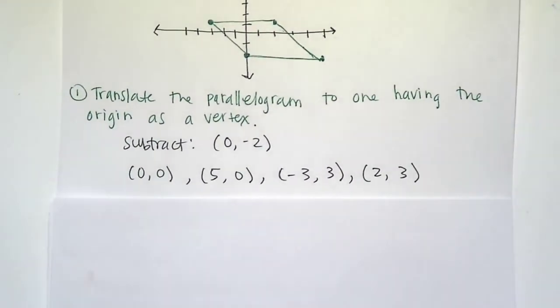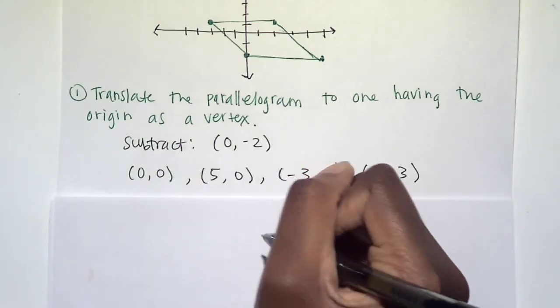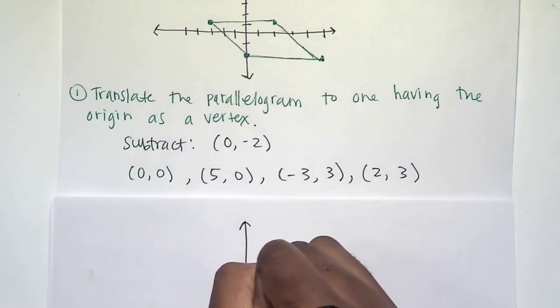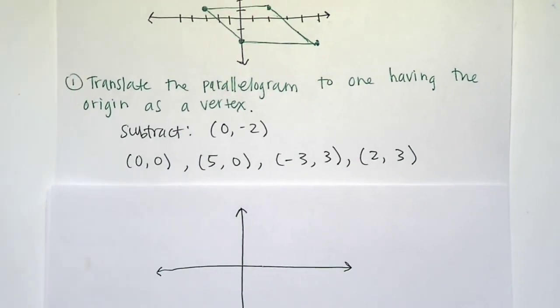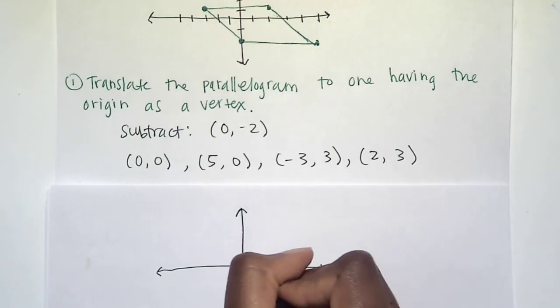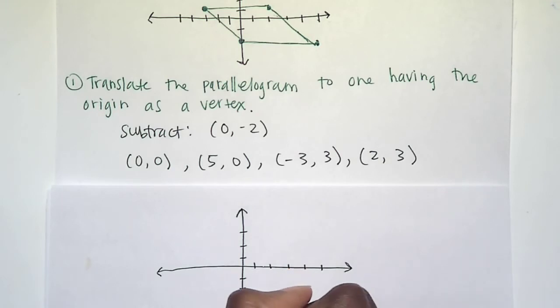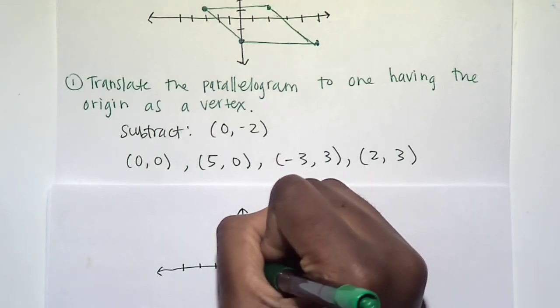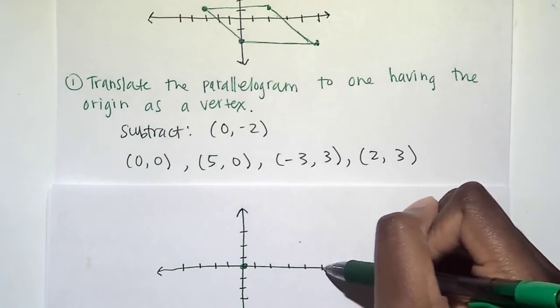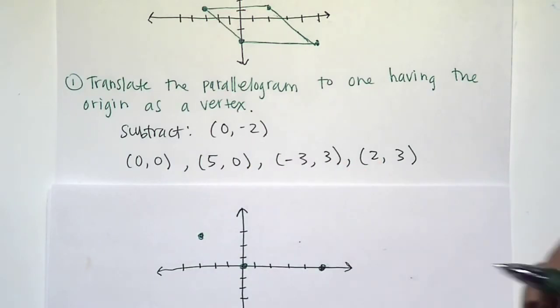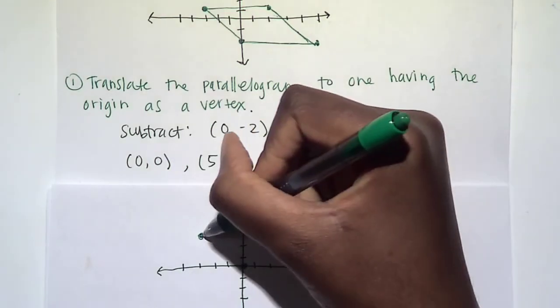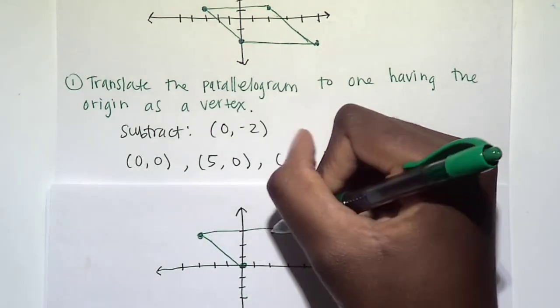All right, let's go ahead and draw this one. I got (0, 0), (5, 0), (-3, 3), and then (2, 3). If you're still drawing, please pause the video.